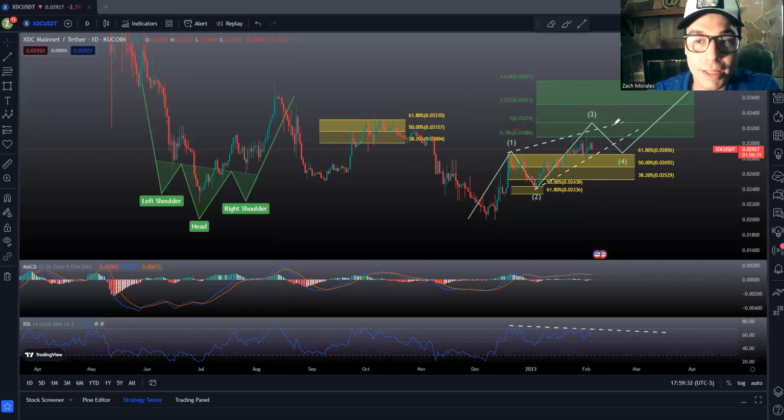Now, at that point, we would be expecting a pullback, right? And that's a perfect world scenario, okay? We may end up getting a pullback before then, all right?